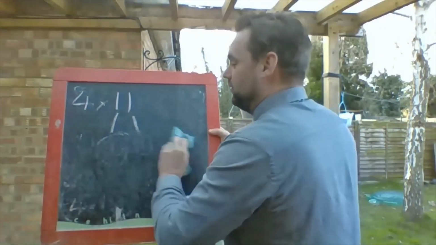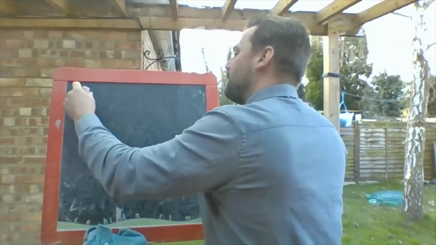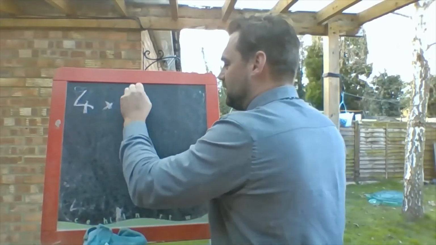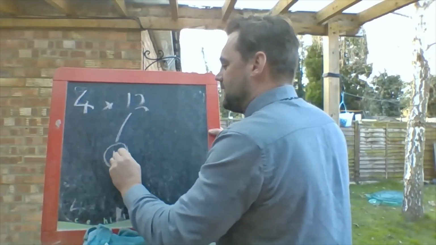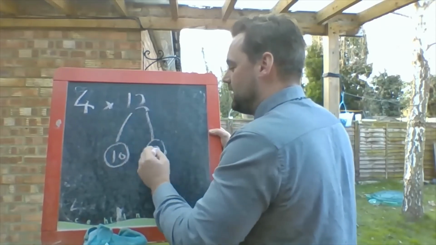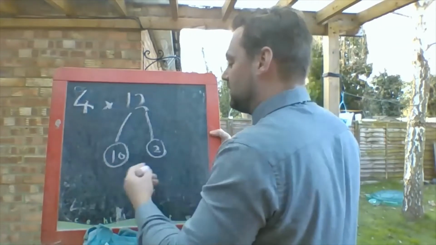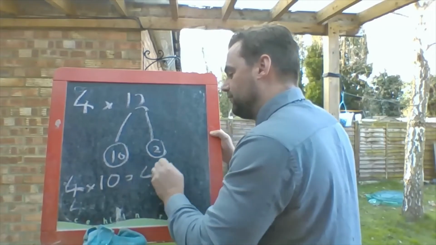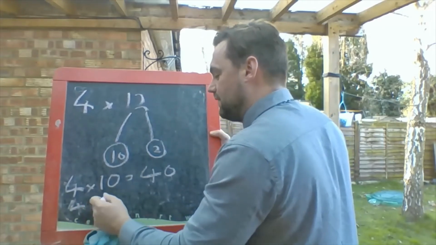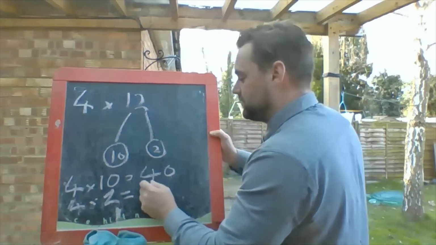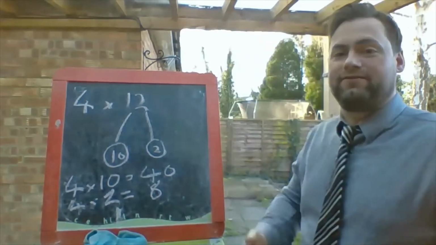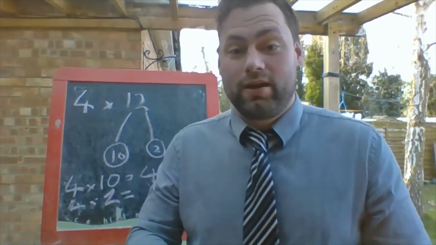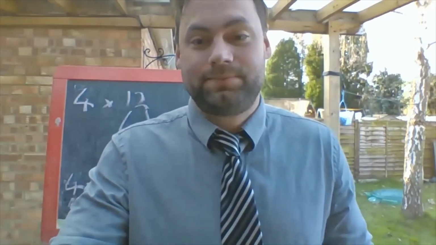And it's the same if we were to multiply by 12. Let's do 4 again. 4 times 12. And we partition our 12 into 10 and then we've got 2 ones. And then we multiply each of these by 4. So 4 times 10 is equal to 40, and then 4 times 2 is equal to 8. Add these two values together and we get 48. So 4 times 12 is 48. I hope that clears any misconceptions up, and good luck with today's maths lesson.